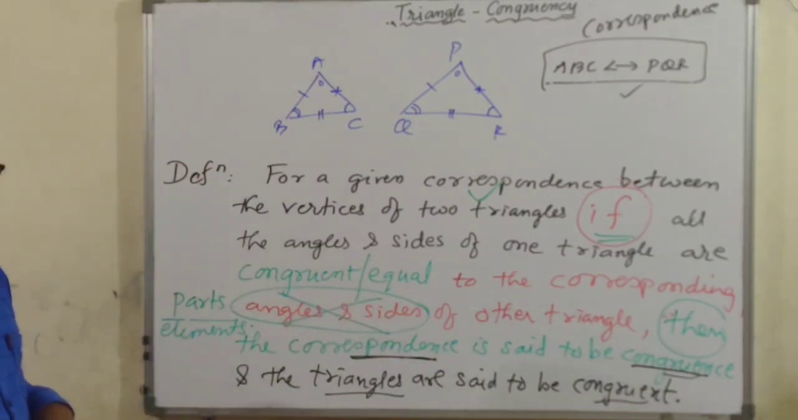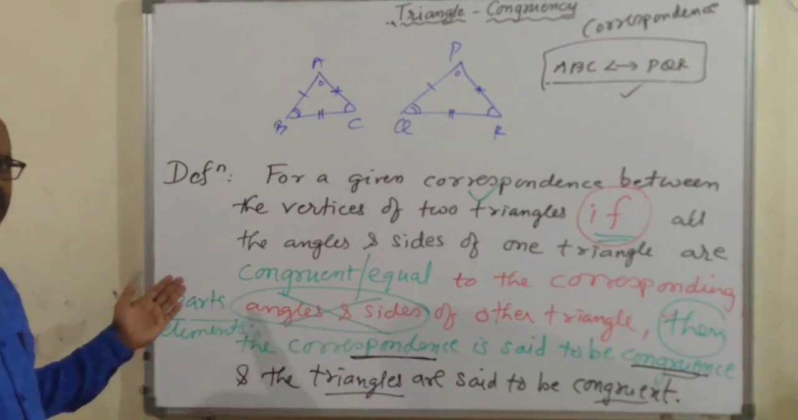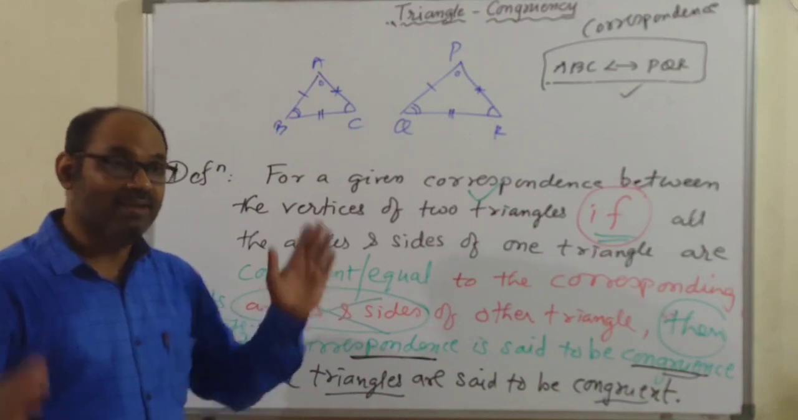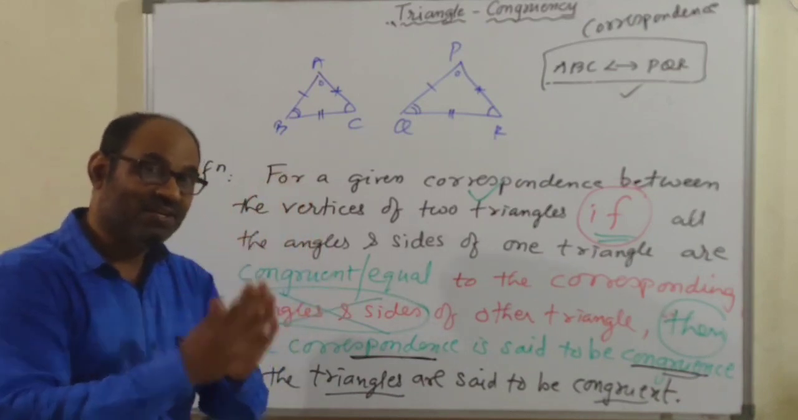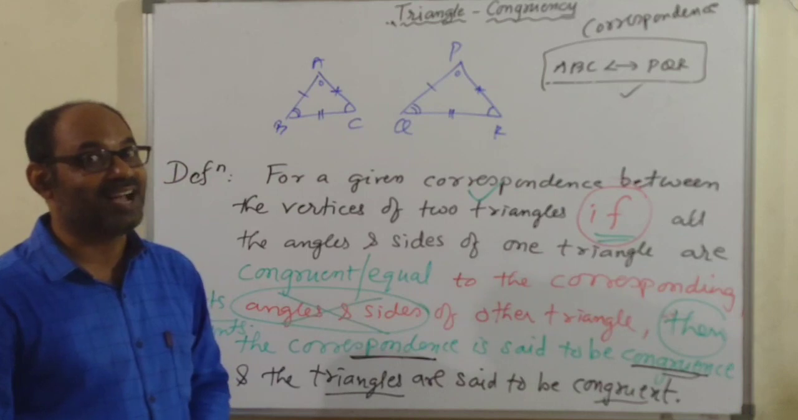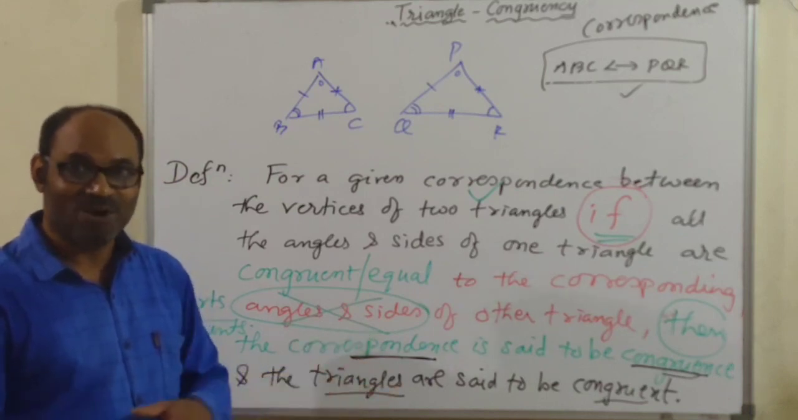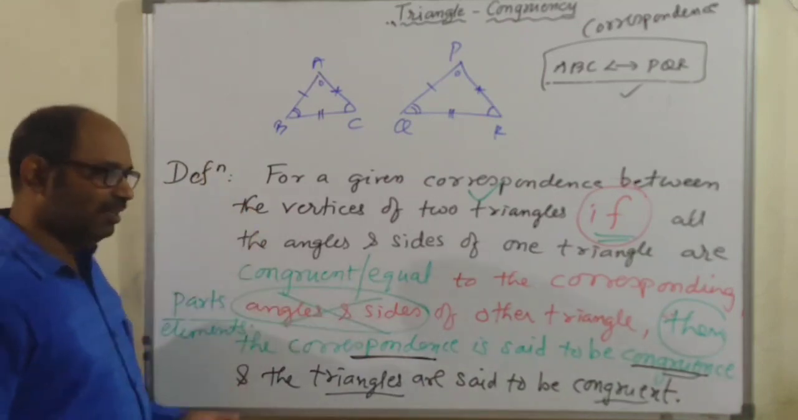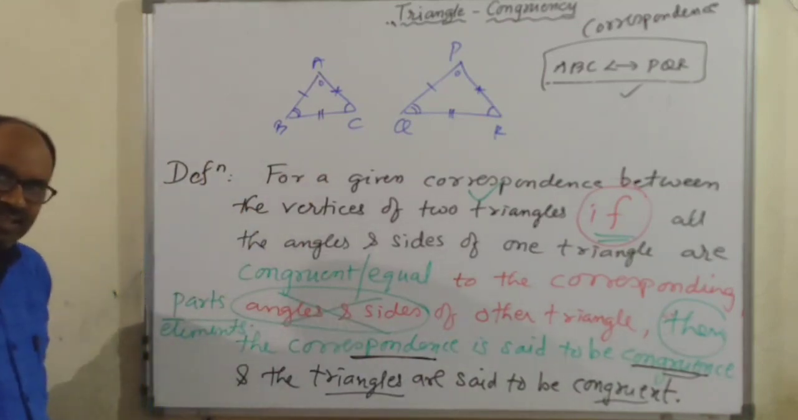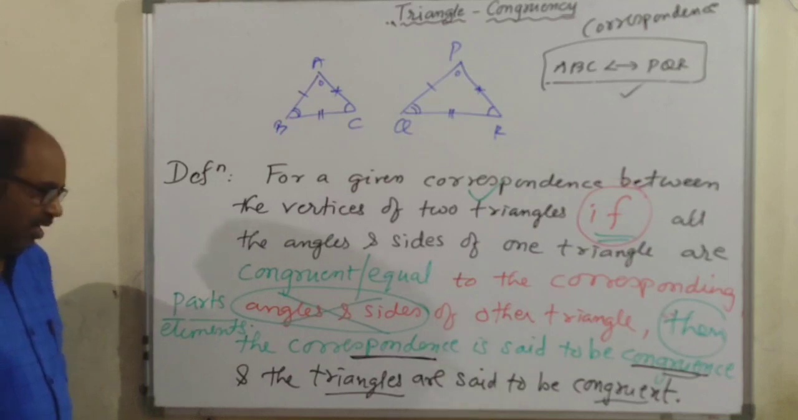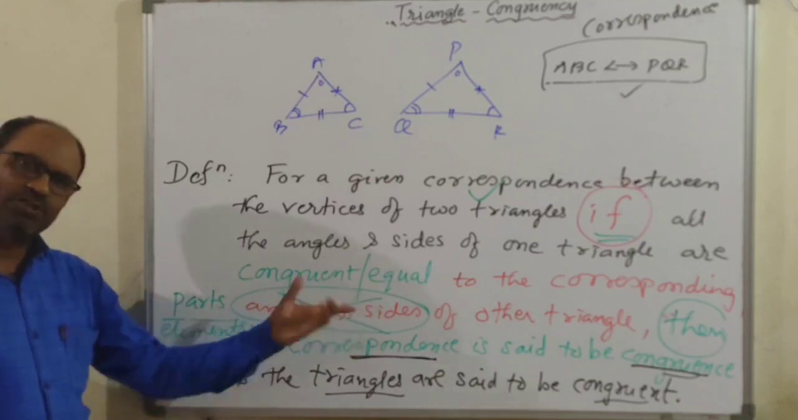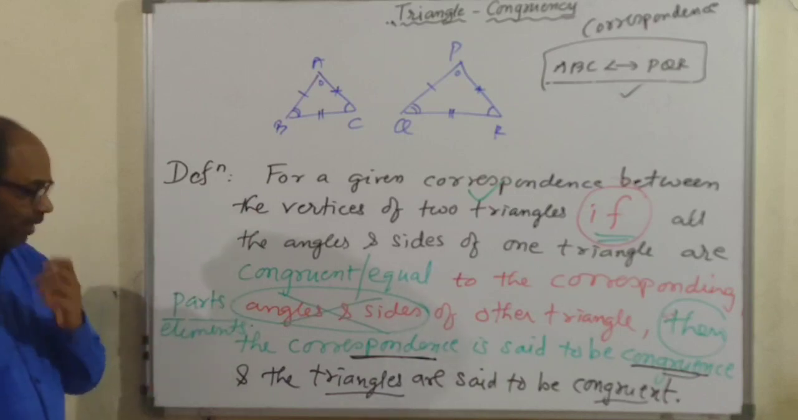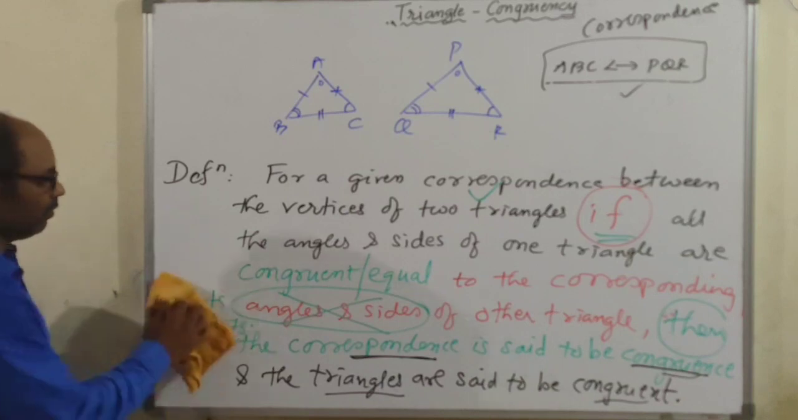Is that clear? Understood? All the corresponding sides and corresponding angles must be congruent. Then the triangles will coincide. So you can say the two triangles have the same measure, so they are congruent. Okay. So let's see some examples. You may take a screenshot of this definition and then you can write it down. If you want to write angles and sides, you may. Instead, if you want to write parts, you may.